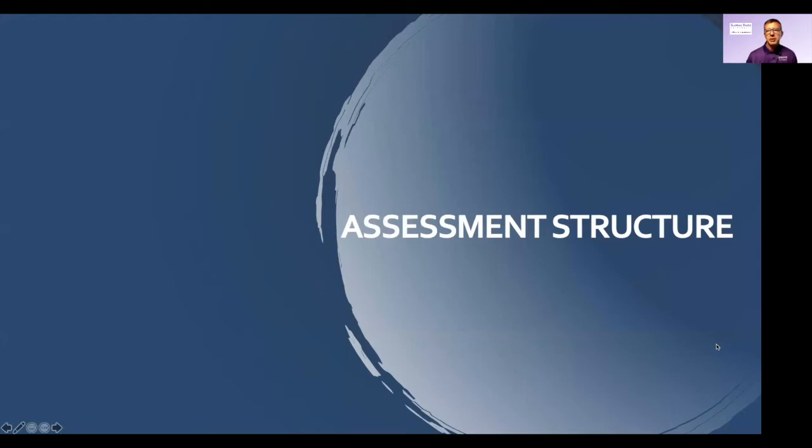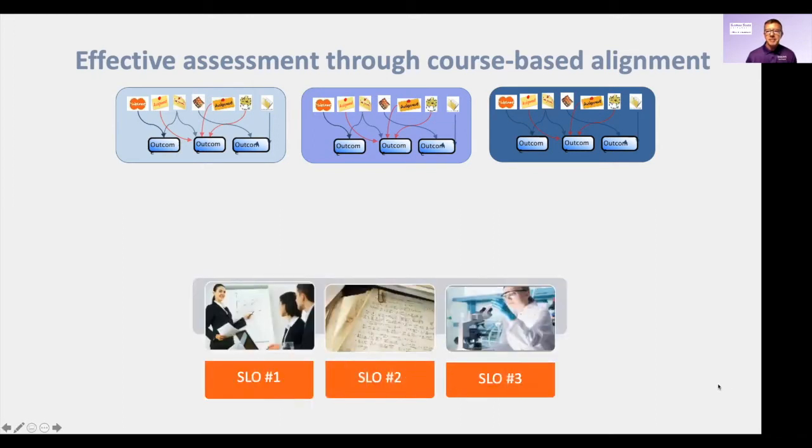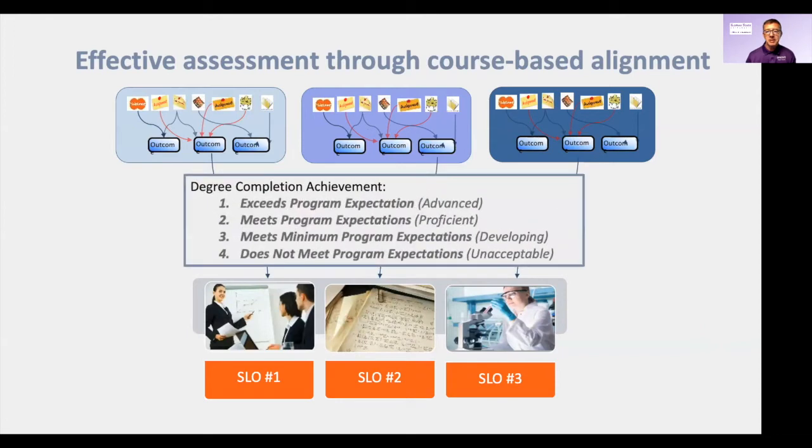Let's move on to the structure of an assessment process. The overall structure of an assessment process can look like this. Courses are selected that have assignments that demonstrate program completion competency for defined outcomes. The achievement data is collected from specific assignments. The data is aligned with program outcomes that are used and define levels of achievement.